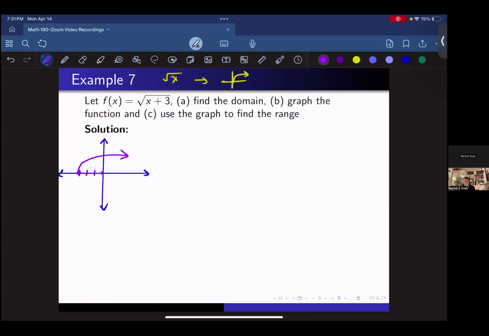What's our domain in this case? Well, our domain is moved a little bit because of that plus 3, right? Underneath the radicand can be greater than or equal to 0. So when we subtract 3 from both sides, we get our domain is just x is greater than or equal to -3, which is -3 up to positive infinity in interval notation. Right, that's our part A.